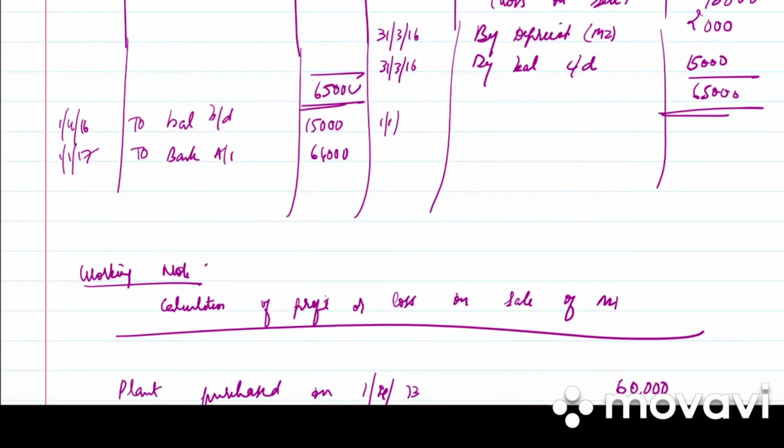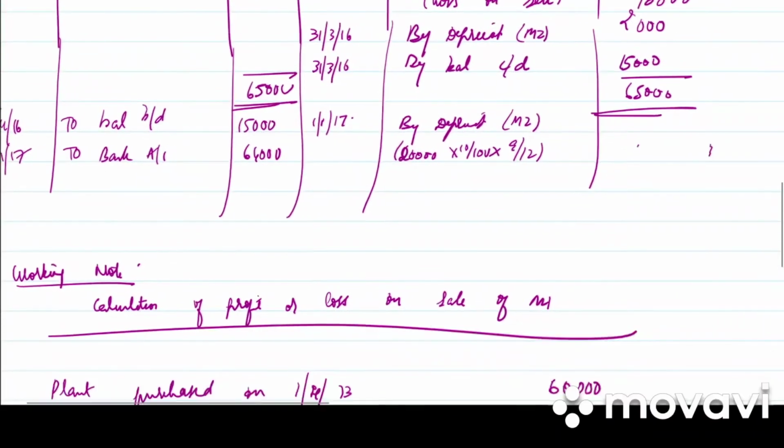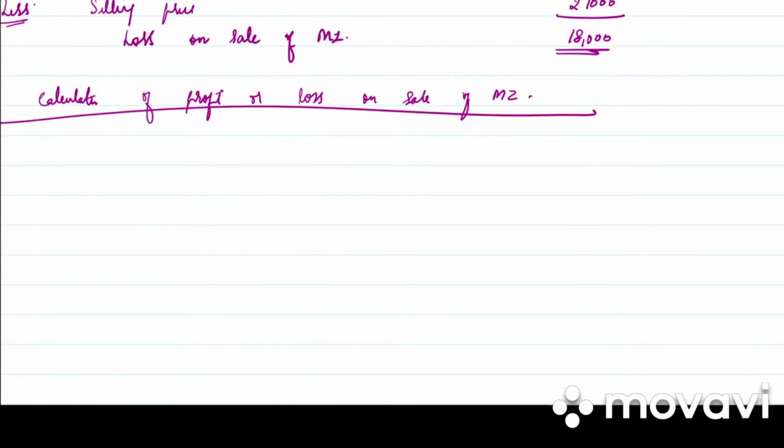So on 1st January 2017, we need to calculate depreciation of machinery 2. How much is it? 20,000 into 10 by 100. For how many months it is used? April, May, June, July, August, September, October, November, December. 9 by 12. So it is 1,500. On 1st Jan we sold it. So by bank account, how much did we sell it for? 10,000 rupees.